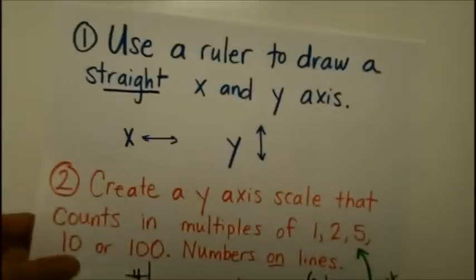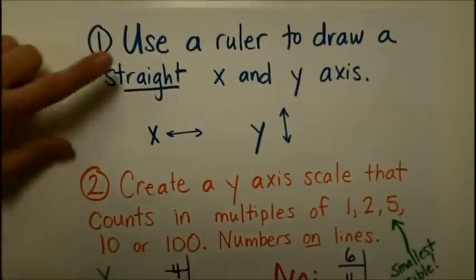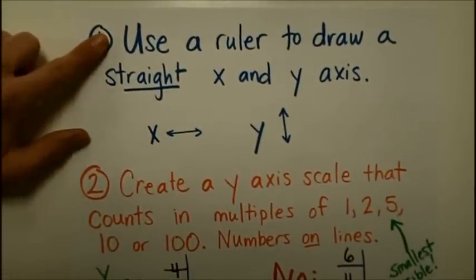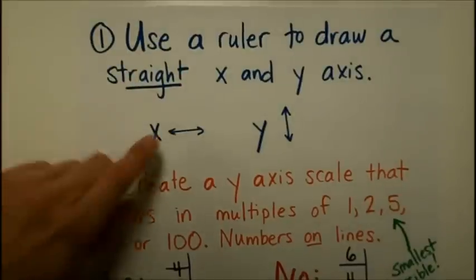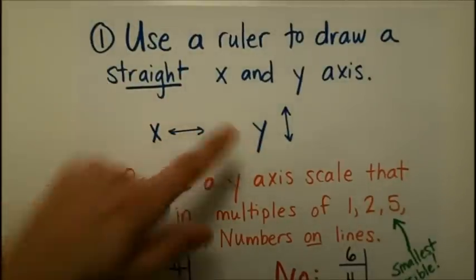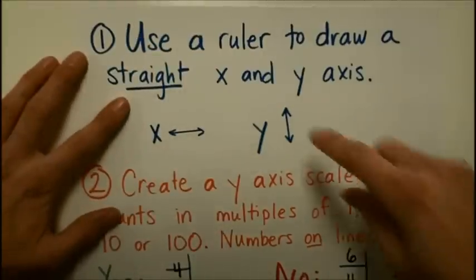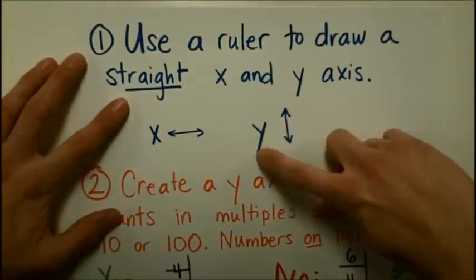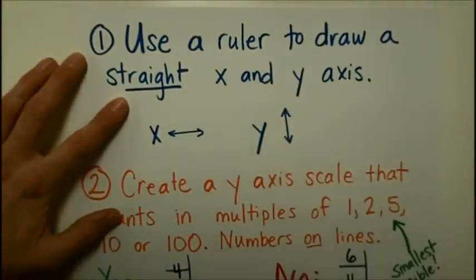So now let's talk about the steps for creating an awesome bar graph. First of all, you're going to use a ruler to draw a straight X and Y axis. Remember that the X axis is the horizontal axis and the Y axis is the vertical axis. I remember that because the tail of the Y is long and goes up and down like the Y axis.